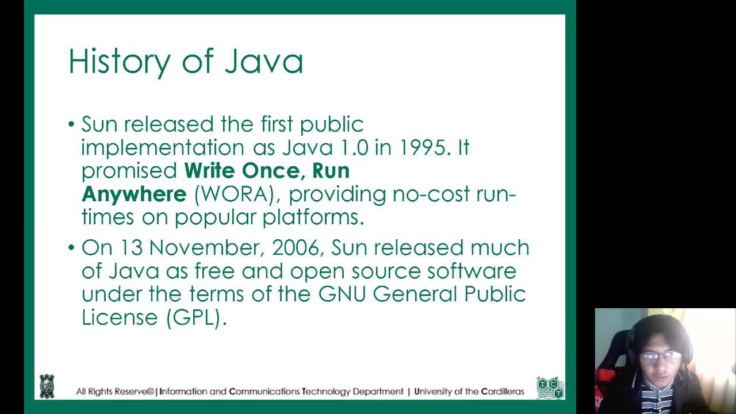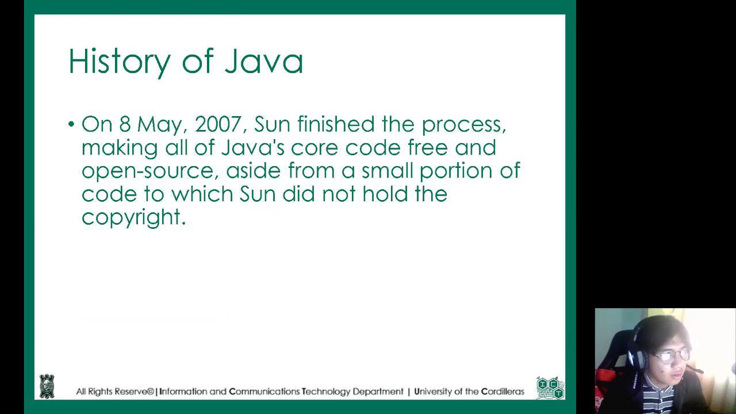On November 13, 2006, Sun released much of Java as free and open source software under the terms of the GNU General Public License. In May 2007, Sun Microsystems finished the process of making all of Java's core code free and open source.